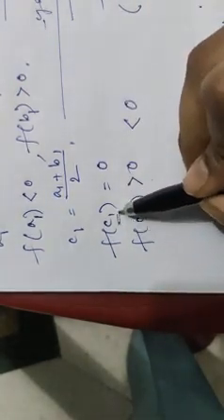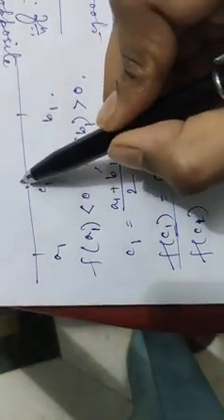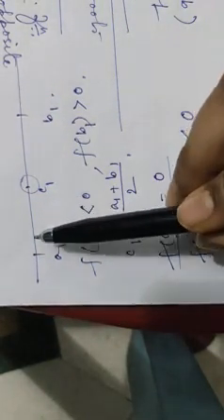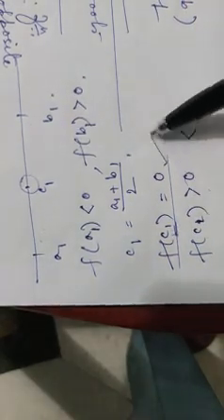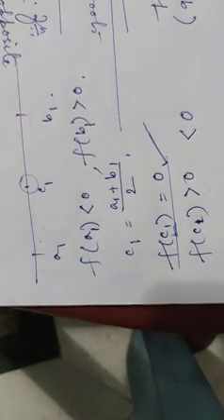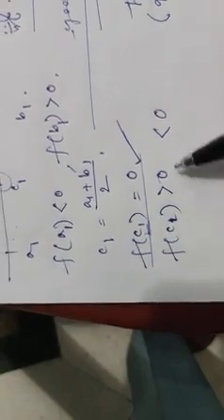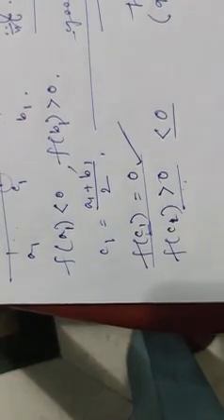Now check: if f(c1) is equal to 0, then there is nothing to prove because we already get one point c1 which belongs to the open interval (a1, b1) such that f(c1) is equal to 0. That means we got our root. There is nothing to prove, so for this case the theorem is done. Now check the next case: either it is greater than 0 or it is less than 0.